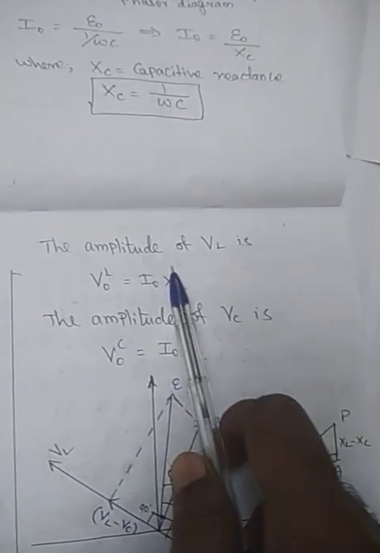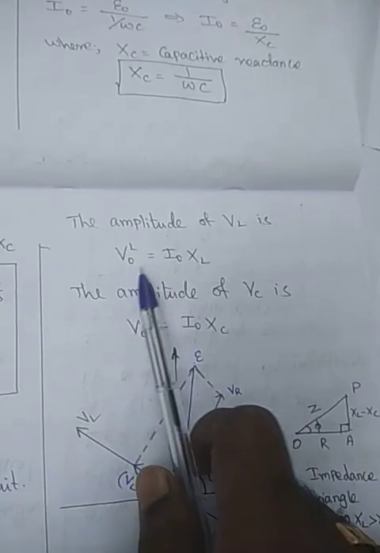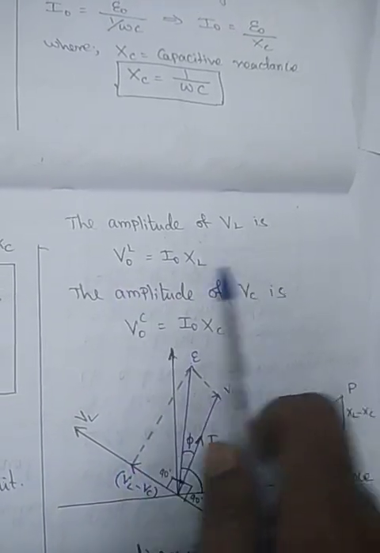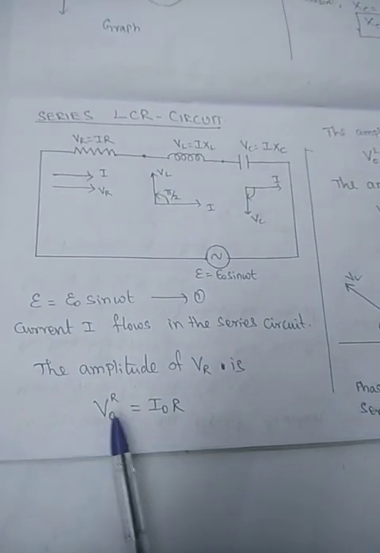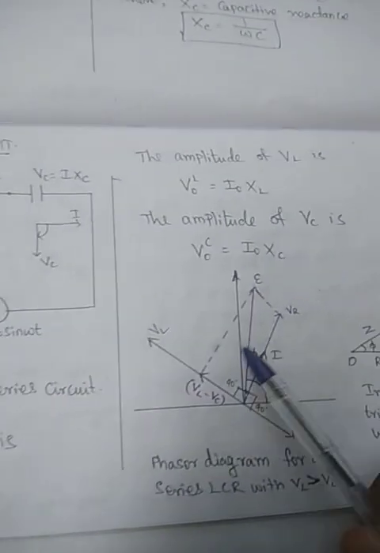Similarly, we can write the amplitude of the voltage in the inductor and the amplitude of the voltage in the capacitor by simply using the formula V is equal to I R. We are taking only the amplitude value. The amplitude value represents the peak value of the particular graph.